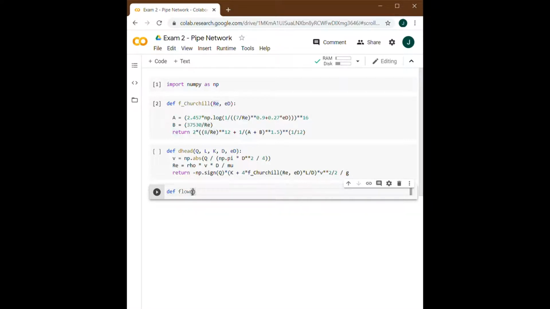So for this flow function, we're going to need delta head, our change in head from one end of the pipe to the other. We're going to call that just delta head, and that variable will come from other sources, just like our L, K, D, and ED variables. So in addition to our delta head, we're also going to need the length of the pipe, our K constant, our diameter of the pipe, and our internal roughness of the pipe.